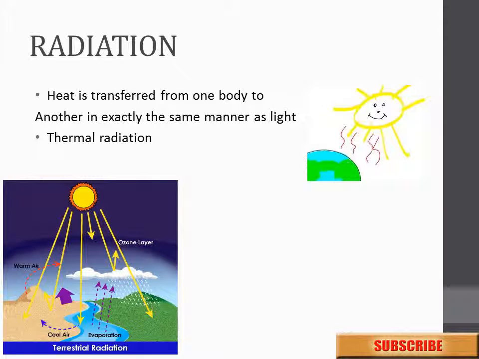Now what is radiation? When heat is transferred from one body to another in exactly the same manner as light, it is called radiation. In the diagram you can see that the sun gives light and heat to Mother Earth, and direct exposure is harmful. So there is a protective layer called the ozone layer, which helps protect us from the direct exposure to the heat and light of the sun. Now coming to thermal radiation, it is nothing but heat energy which is transferred in the process of radiation.